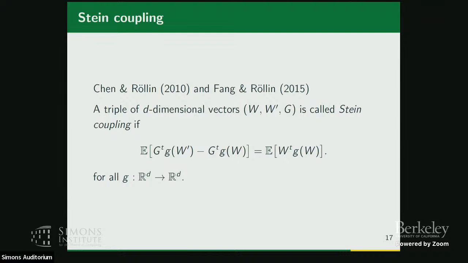So you call a triplet W. Just again recalling that our goal is to give normal approximation for W. Now we are finding a triple here, each of d dimension, such that this following condition holds. So for a given W, if you can find a W prime and G such that this equality can be satisfied, then you call this a Stein coupling. Now, again, for all G such that all the expectations here make sense.